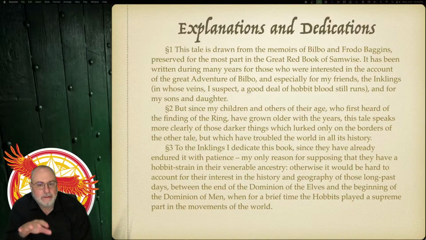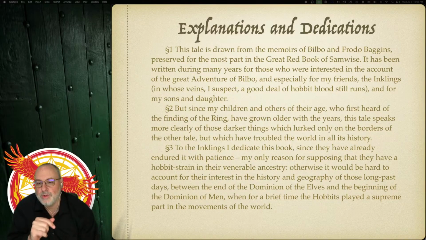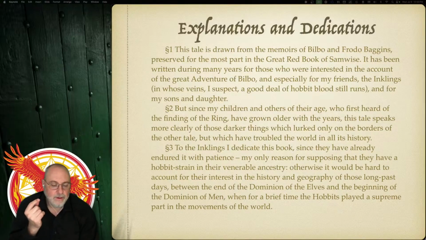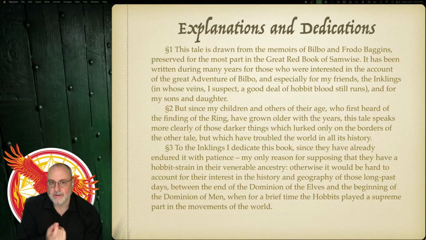So he's very obliquely in this second paragraph, which is all one sentence, describing how the tone is acknowledging the difference in tone from The Hobbit to The Lord of the Rings. But notice how he characterizes it. This tale speaks more clearly of those darker things, which lurked only on the borders of the other tale, but which have troubled the world in all its history. That is, he is emphasizing that if this story differs from The Hobbit, it's because The Hobbit was suppressing the darker things, not because darker things have been infused into this story.